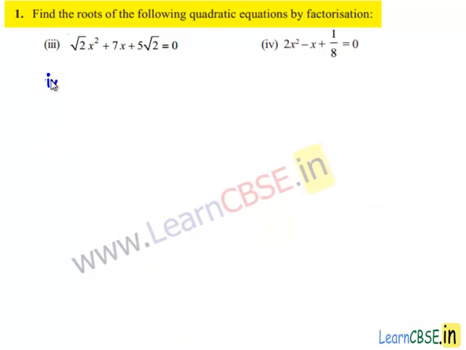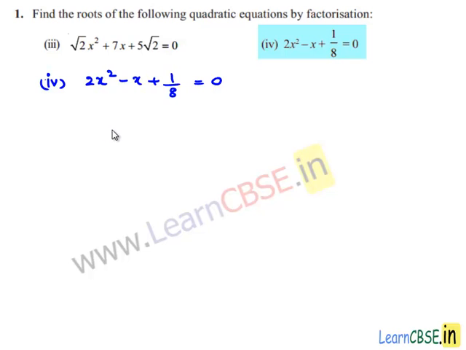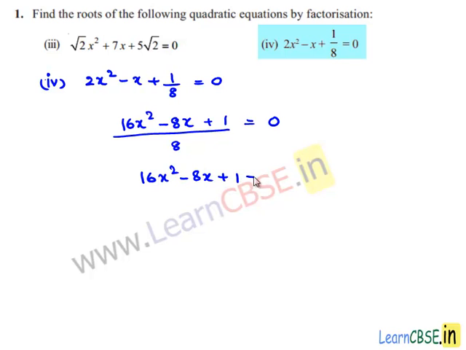Moving on to the fourth bit, the given equation is 2x square minus x plus 1 by 8 is equal to 0. This equation can be written as, by taking the LCM as 8, this becomes 8 times 2x square is 16x square, 8 times minus x is minus 8x, plus 1 is equal to 0. So 16x square minus 8x plus 1 is equal to 0.